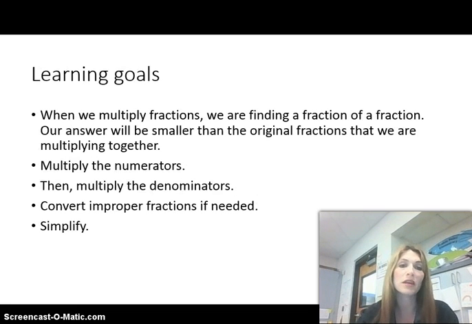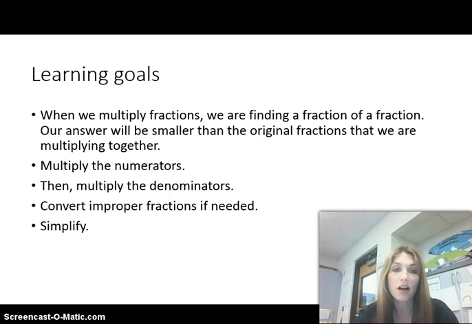Our learning goals will be when we multiply fractions, we are finding a fraction of a fraction. Our answer will be smaller than the original fractions that we are multiplying together. And sometimes that's a little bit of a hard concept for us to understand. We usually are used to thinking when we multiply, we're going to get a bigger number. But when we're working with fractions, we are finding just a portion of a fraction, so it will be smaller.